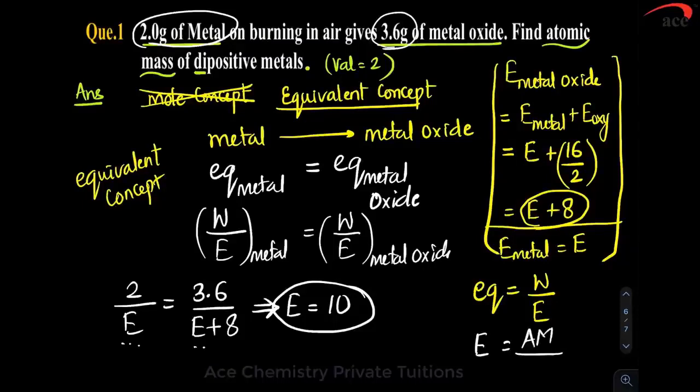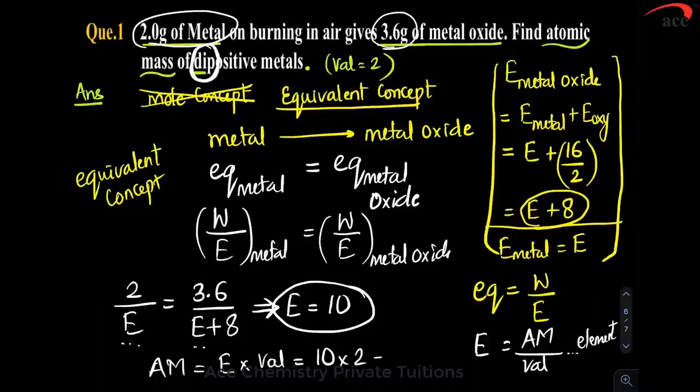But they are not asking us to calculate equivalent mass. They are asking us to calculate atomic mass. We know equivalent mass is atomic mass upon valency for an element like metal. So what is atomic mass? Correct. It is equivalent mass multiplied by valency. Equivalent mass 10, valency given as divalent positive, that is 2. So atomic mass is 20. So answer is atomic mass is 20. So this was so easily done by equivalent mass concept, which should have been more difficult by mole concept, because you don't know the compound. You don't know which metal is under discussion.